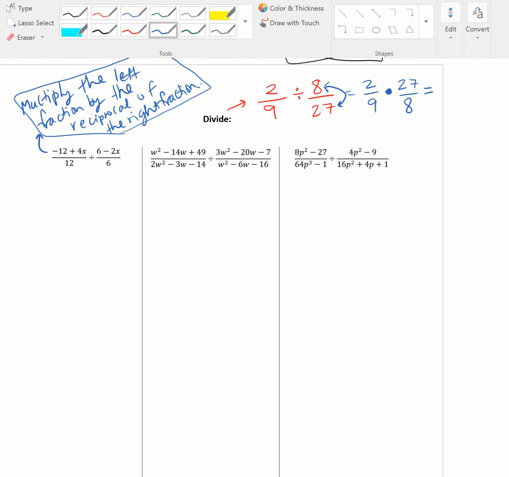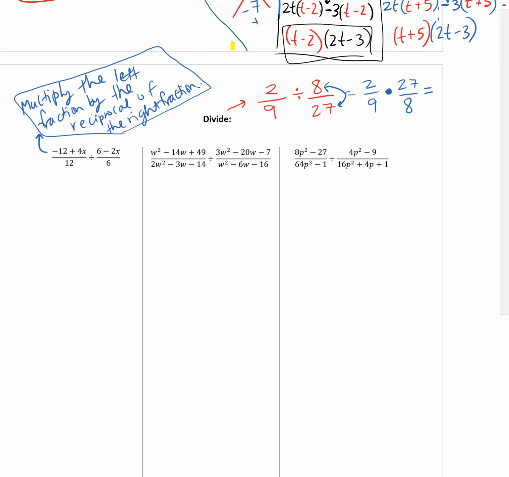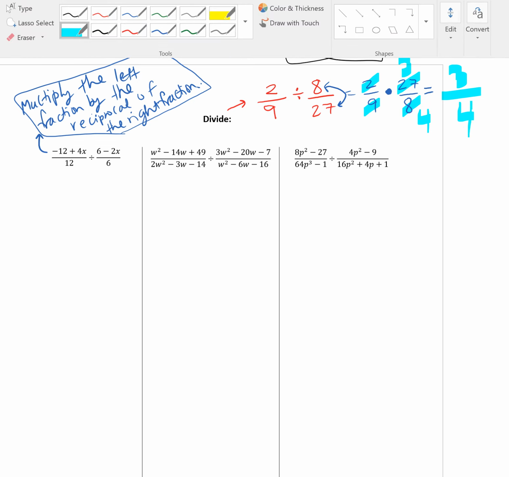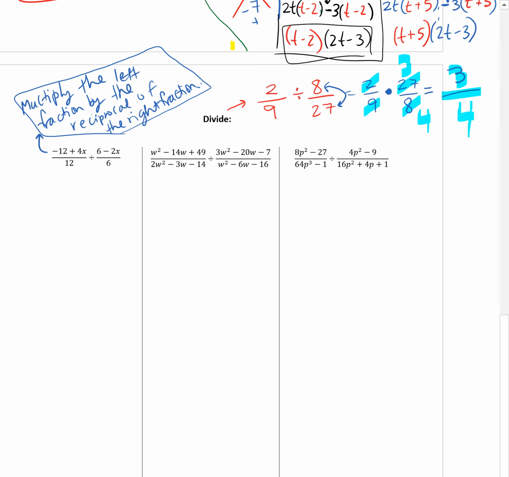Okay, we might as well finish this silly little problem I made up. Here 2 can go into 8 4 times, and 9 goes into 27 3 times. So you'd be left with 3/4. That would be your answer there. It's going to be similar, so we'll do the same thing. We're going to flip the right fraction and multiply across. But before we do that, we're going to reduce like we did here. Reduce stuff and then multiply.